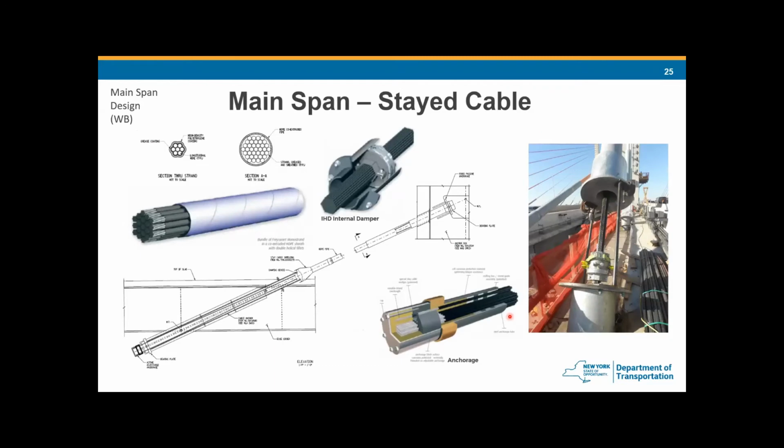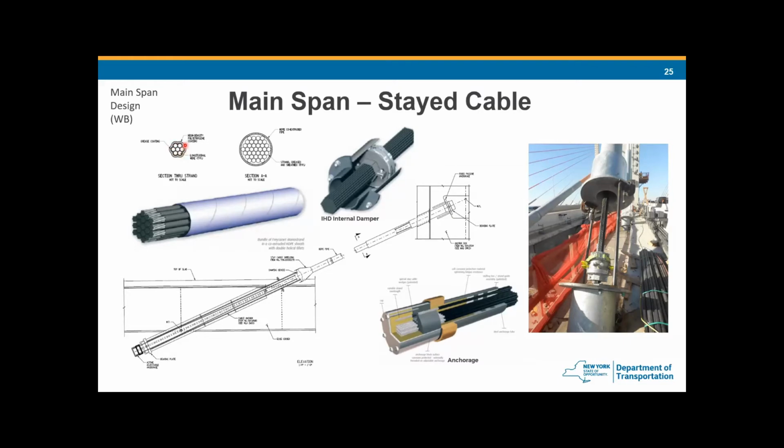And the main span stay cables. The cables are anchored from the deck level to the pylon anchor bars. The pylon is using the fixed anchor, and at the deck level we use an adjustable anchor. The cable strands are 0.62 inch diameter, uncoiled, 7 wire strands, and they meet the requirements of ASTM A416.